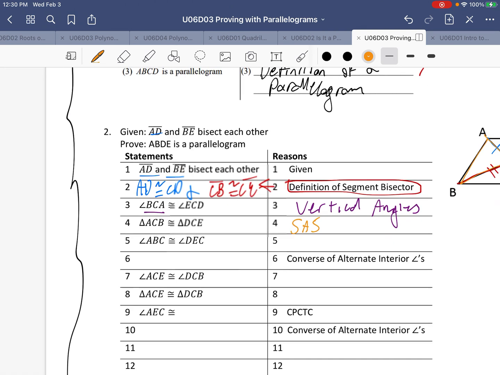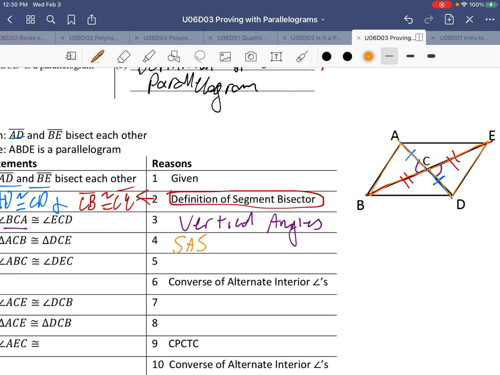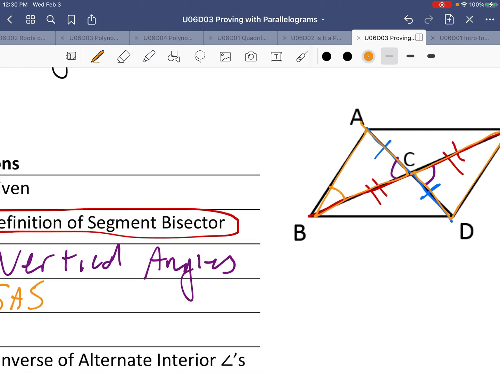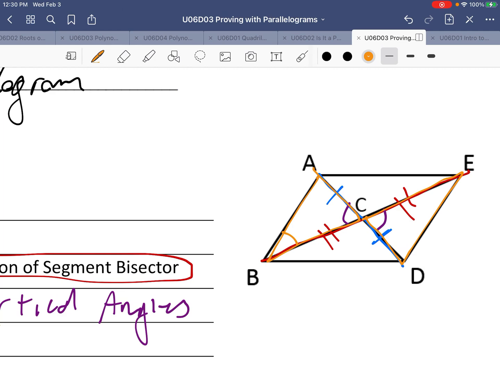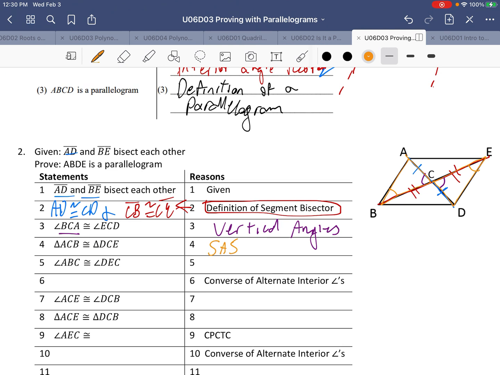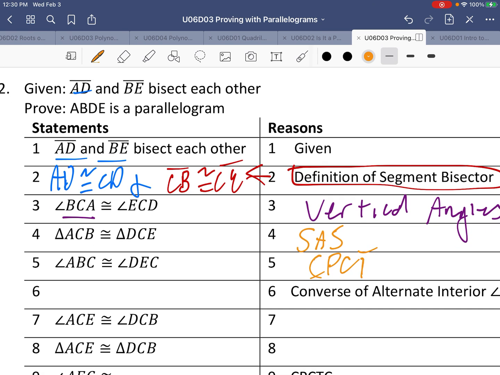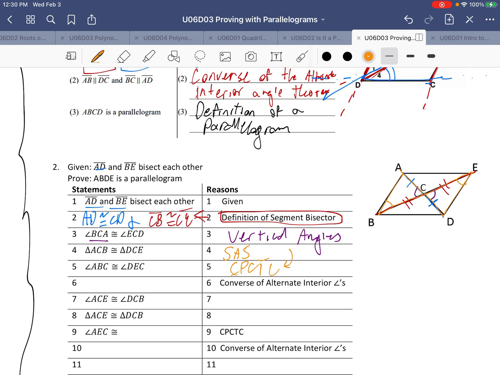Now that we've proven that those two triangles are congruent, we can say all their other parts are congruent by CPCTC. So next we're going to look at angle ABC, which is over here, and it's congruent to angle DEB. Angle ABC is going to be congruent to angle DEC, or B, either way, and that's because they're part of those triangles, so that is CPCTC. So because they're part of the two congruent triangles, we can say that those angles are congruent.